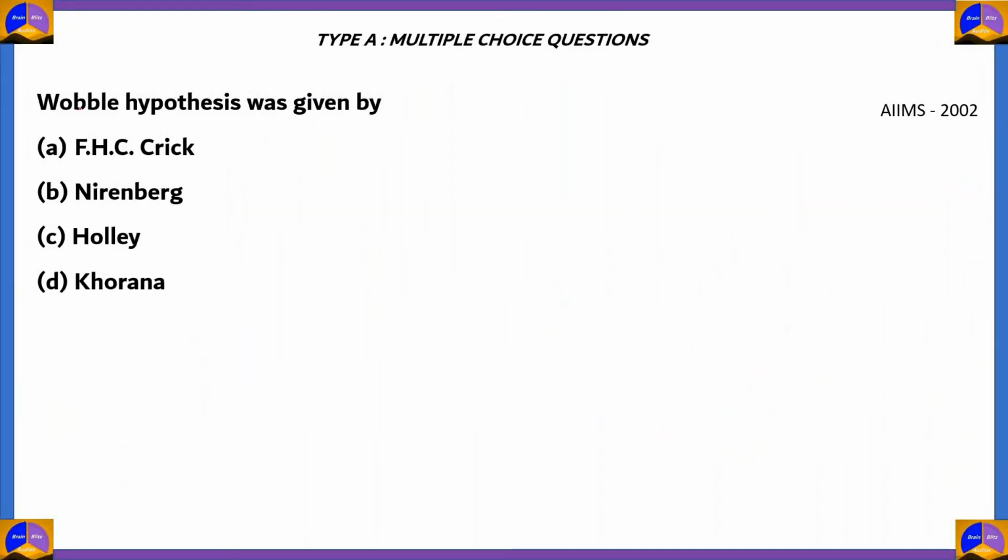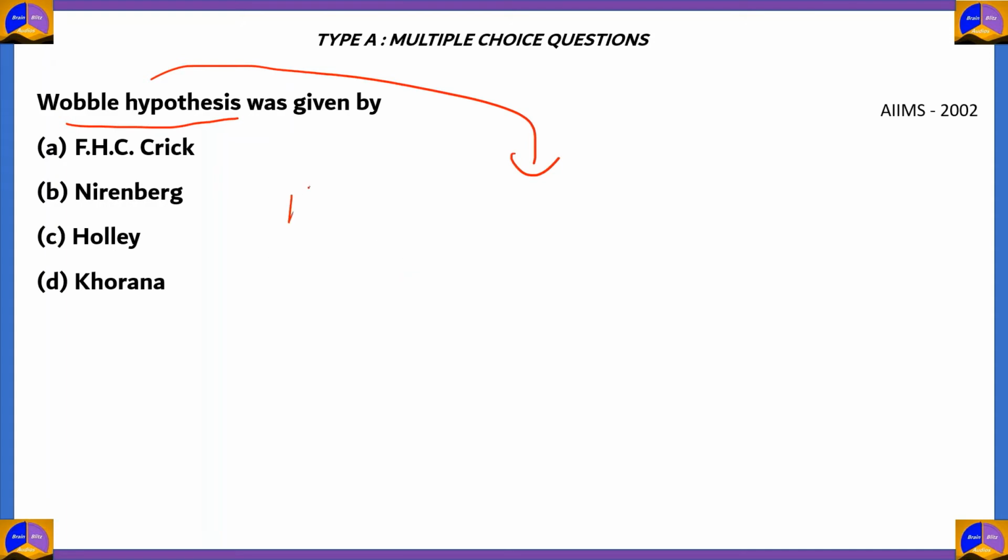Moving on, the Wobble hypothesis was given by: F.H.C. Crick, Nirenberg, Hawley, or tRNA. Now we need to find out who gave the Wobble hypothesis. So what is the Wobble hypothesis?